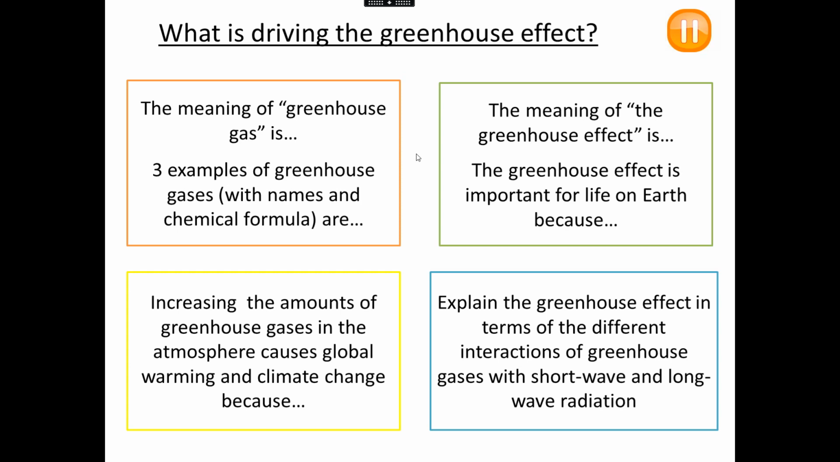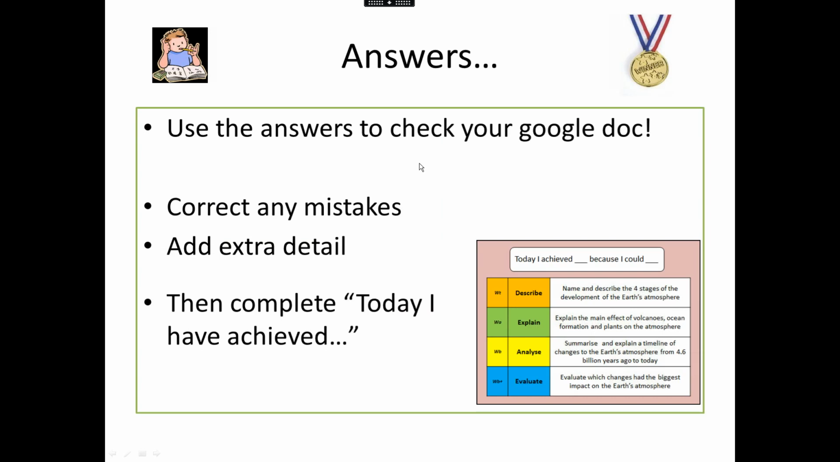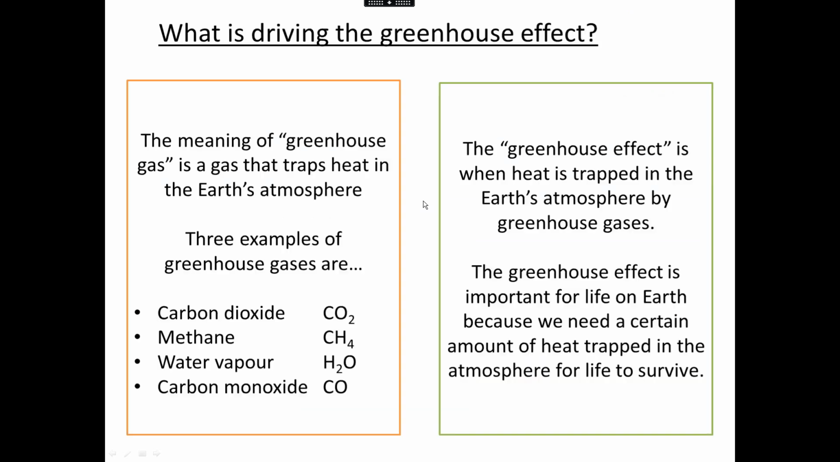Okay, I'm going to move this along to start going through the answers. Please do correct any mistakes. If you've got something wrong, you will need to change it and make sure that you've got correct notes in your Google Doc. Here we go.